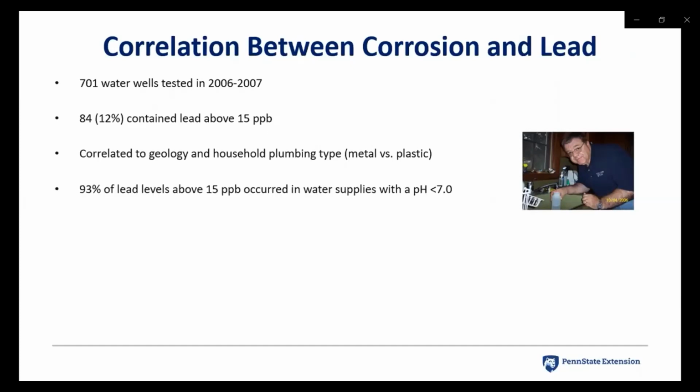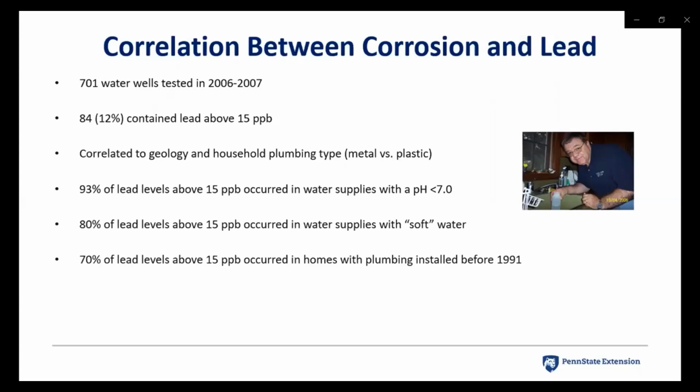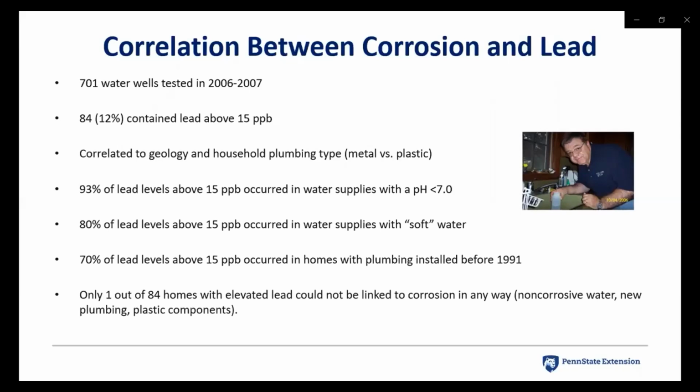We found 93% of the high lead occurred when the pH was less than 7. 80% occurred when the water supply was soft. In other words, it had very little calcium, very little alkalinity or hardness. And 70% occurred in homes where the plumbing was installed prior to 1991, which was an important year for the lead and copper rule to start removing lead solders from plumbing.